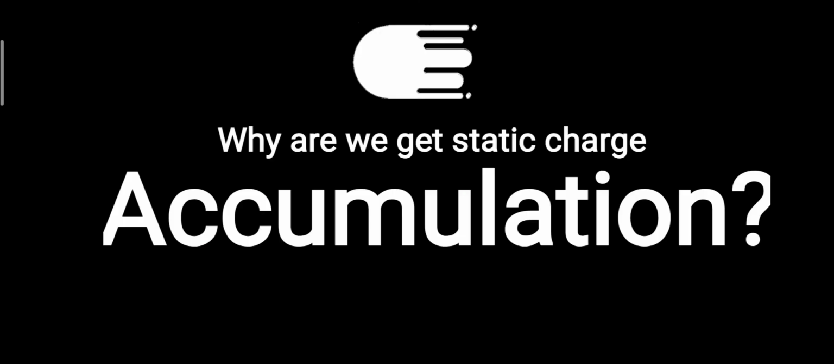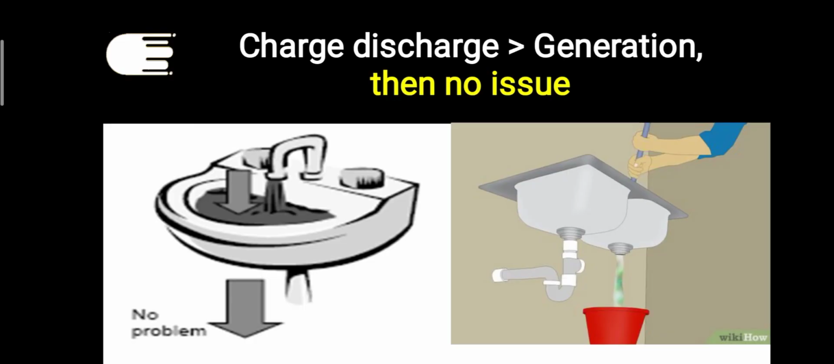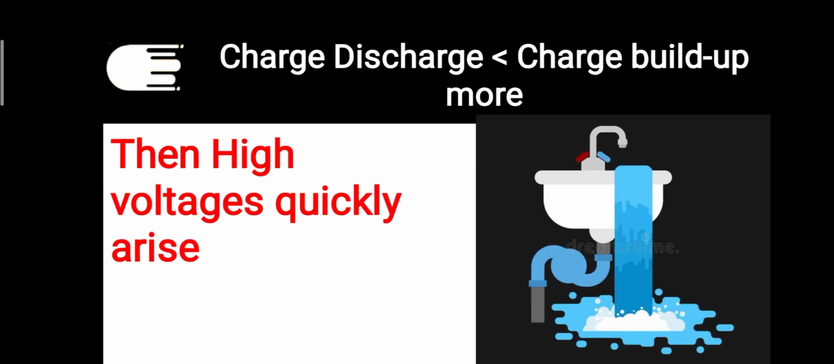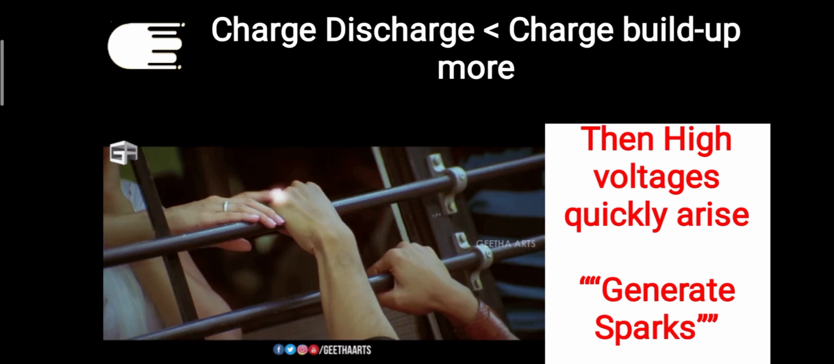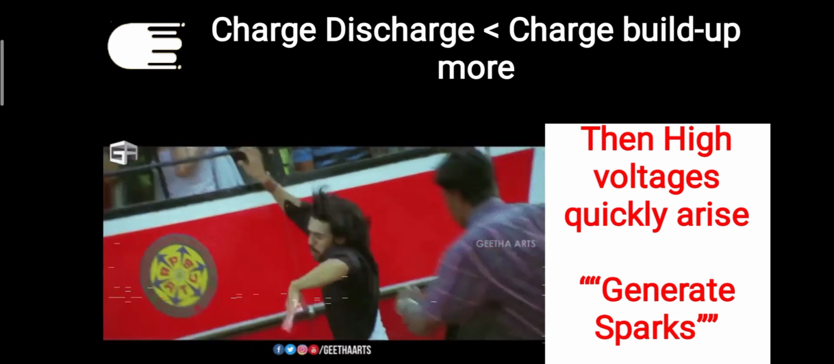Where do we get static accumulation? Static accumulation depends on two things: one is generation and the second is discharge. If the charge discharge is more than the generation, then there is no issue. As in the sink concept, if the discharge rate of the water drain is more than the water release, then there is no issue. But if the charge discharge is less than the charge buildup, high voltage quickly arises and may create sparks which support fire or explosion.